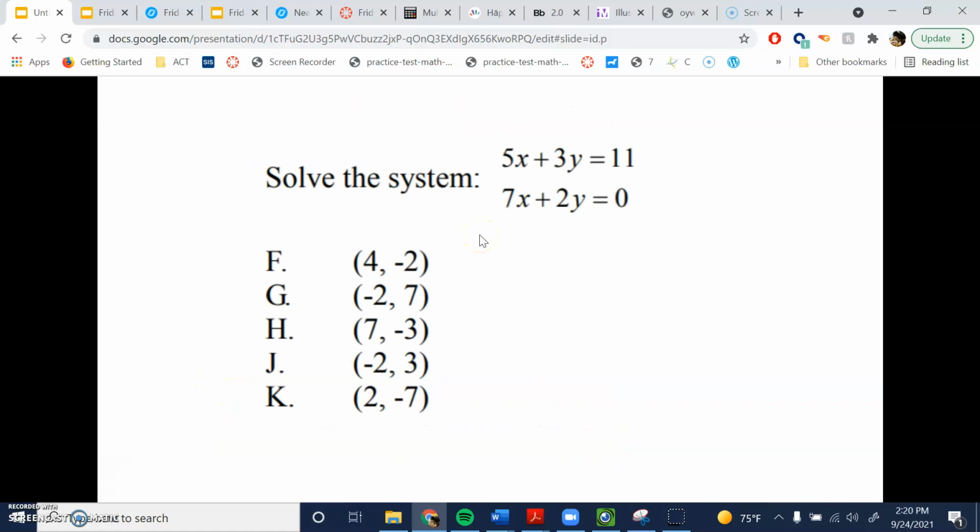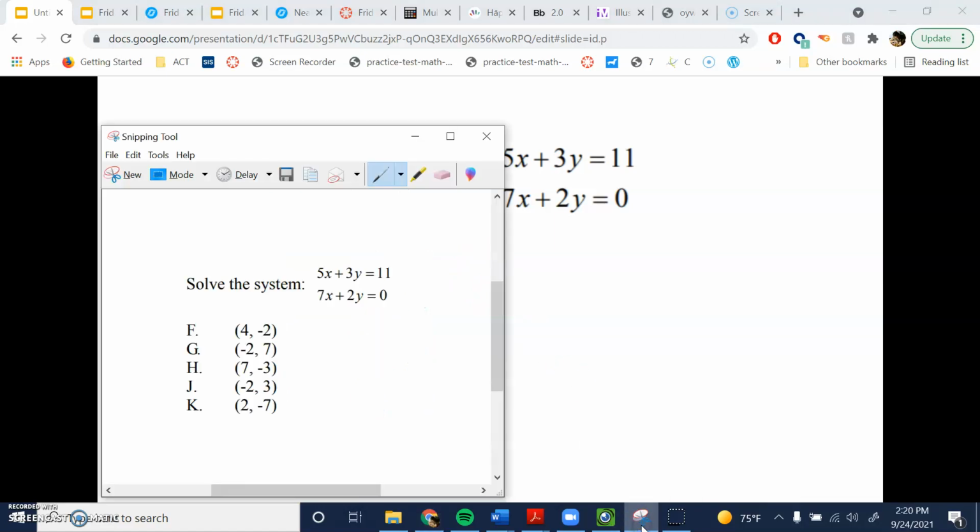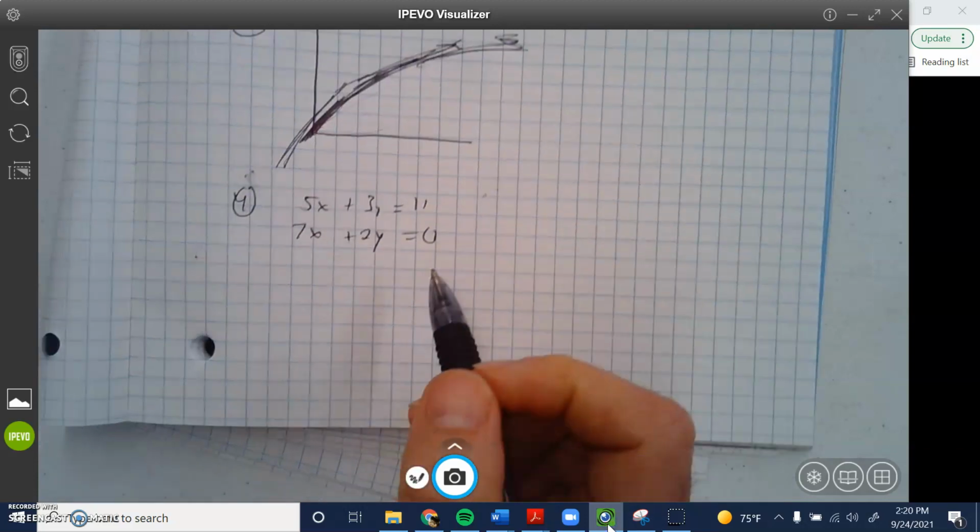Okay, last one. Let's see if we can solve this one. You might want to multiply the top and bottom equation by something. That's all I'm saying. Ready, set, go. All right, let's see.